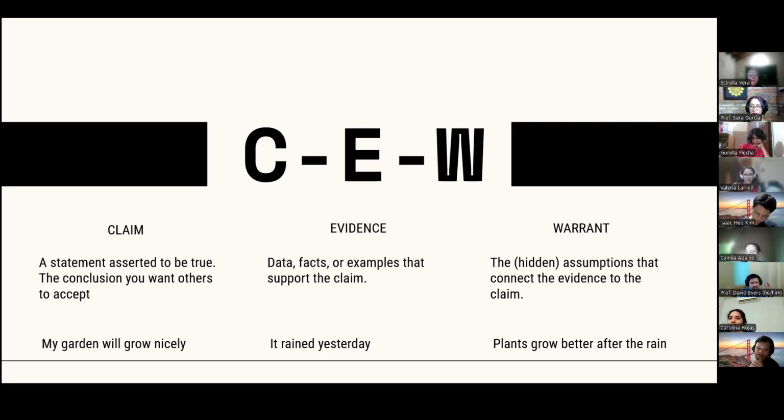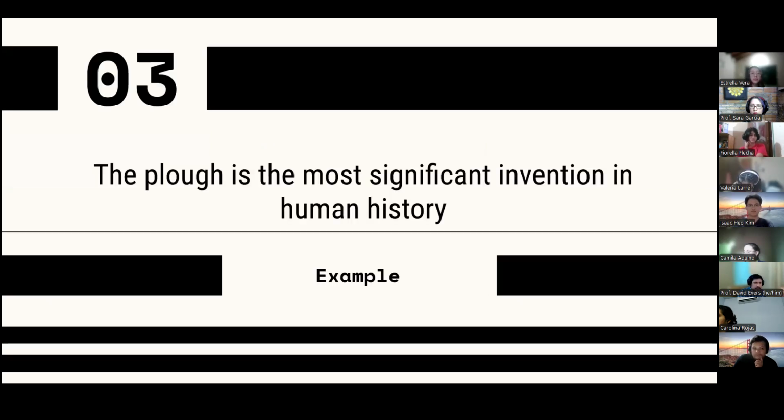All right. So far we have claims, things we assert, things we say are true. We have evidence, which are data, facts, examples, etc. And we have a warrant, a connection, an assumption between what the evidence is providing and the claim that I have made.